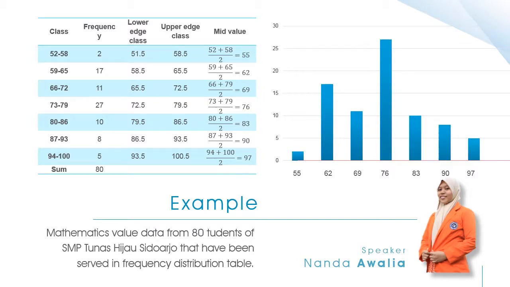Next step, we draw a Cartesian diagram. Input the mid value on the x-axis and frequency on the y-axis. Relate the mid value and its frequency, and relate all the points. All the points are connected by lines. Okay, next, there are two kinds of polygon. The first, frequency polygon, and the second, cumulative frequency polygon. So the first, frequency polygon.